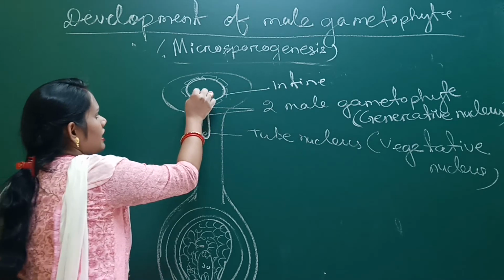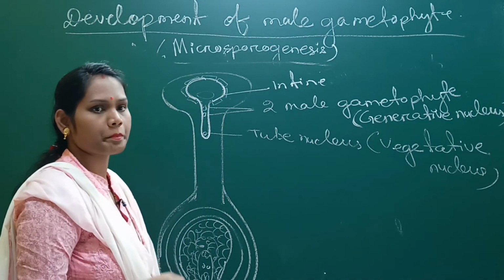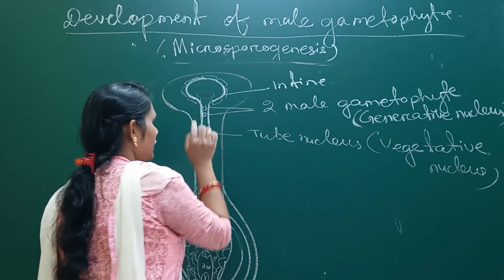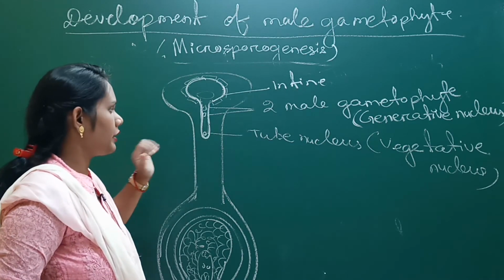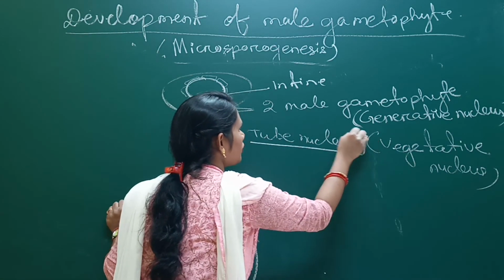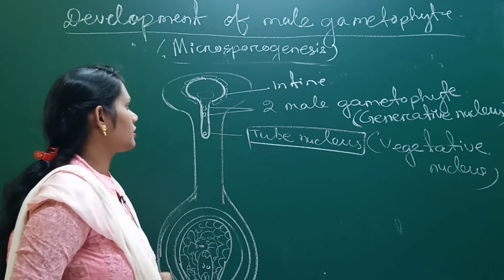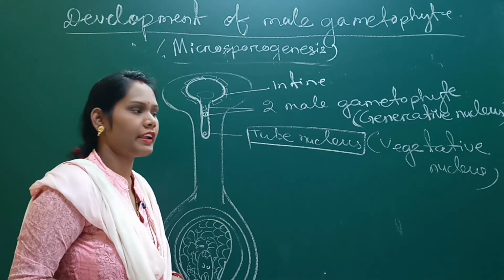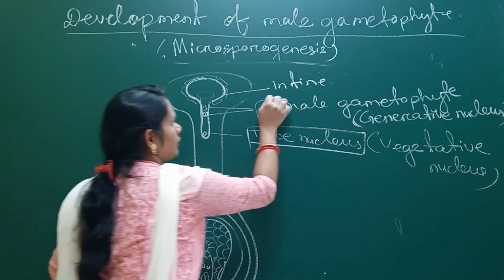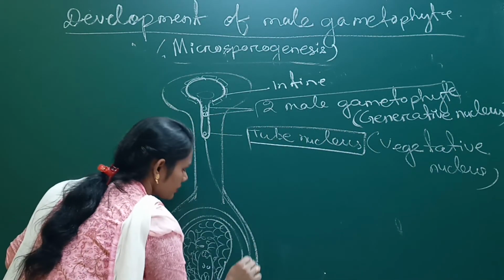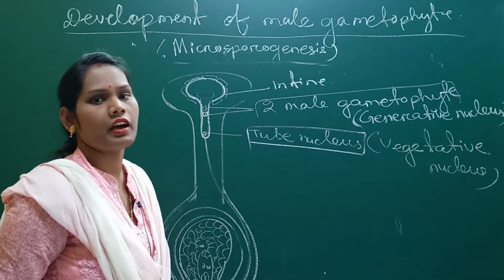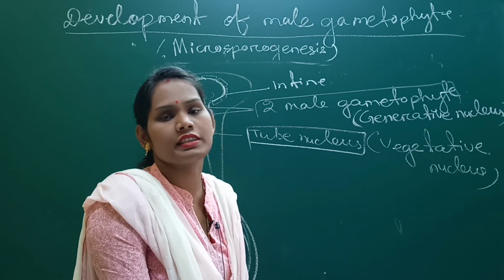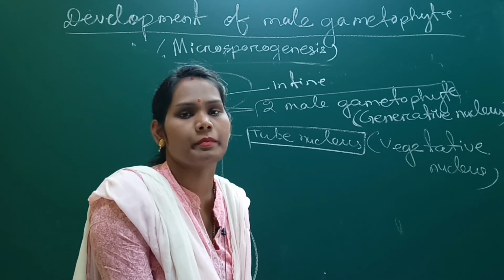The large vegetative nucleus present in the male gametophyte reaches the apical part of the pollen tube, and then it is called the tube nucleus. The generative nucleus divides again mitotically to form two male gametes. These two male gametes enter the embryo sac and proceed to the fertilization process. So this is all about the microsporogenesis process, or development of the male gametophyte.